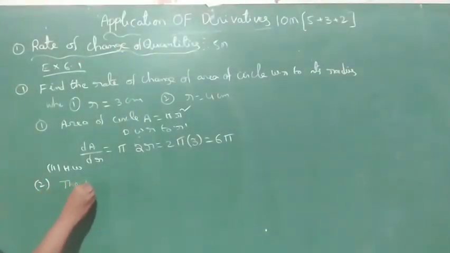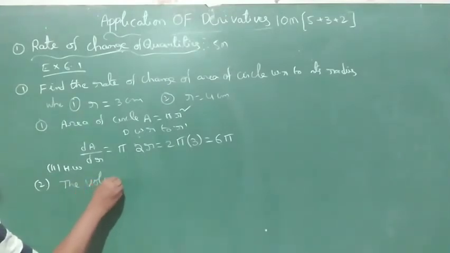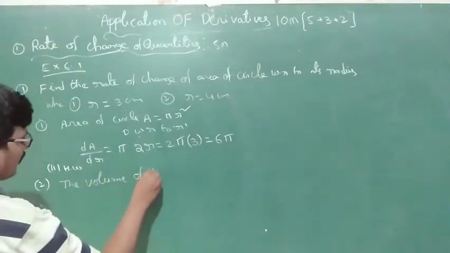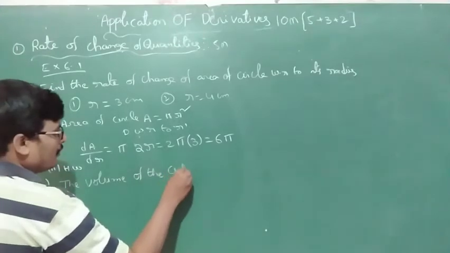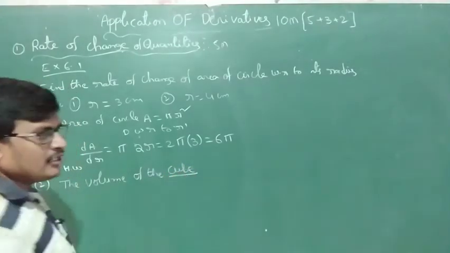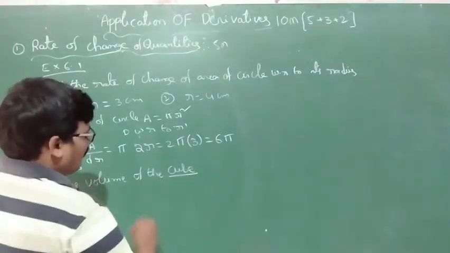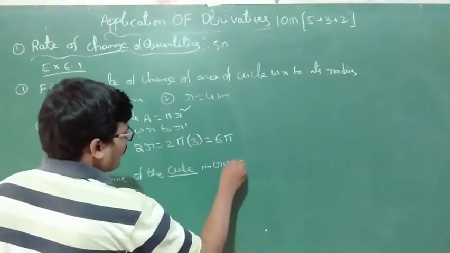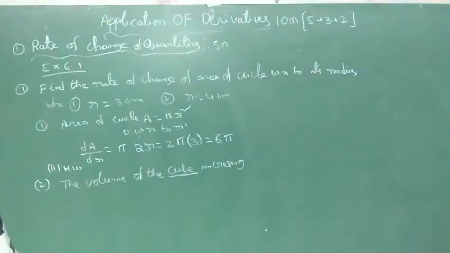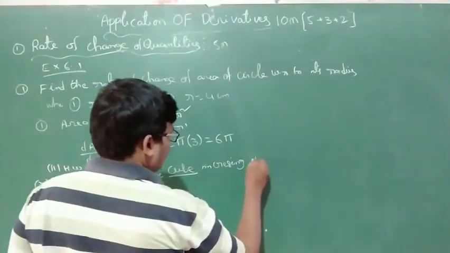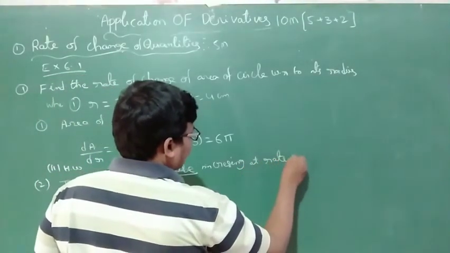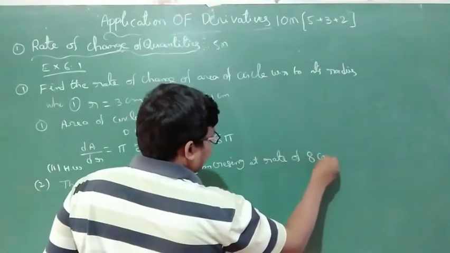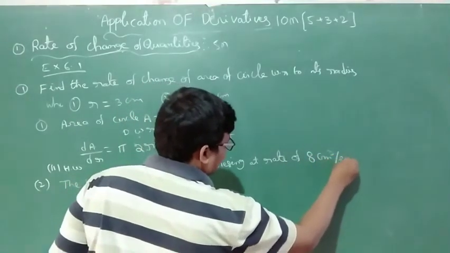The volume of the cube. Which volume? Cube volume. The volume of the cube is increasing at the rate of 8 centimeter cube per second.